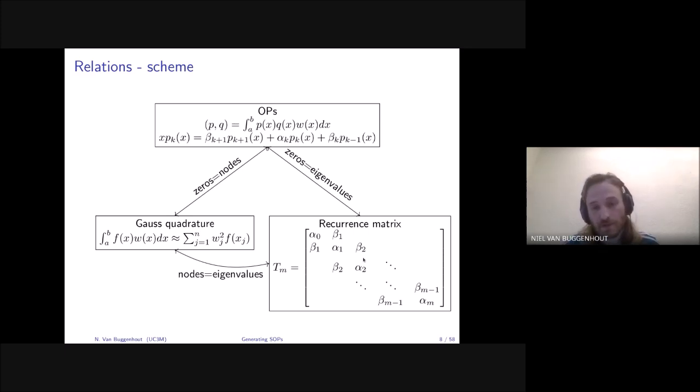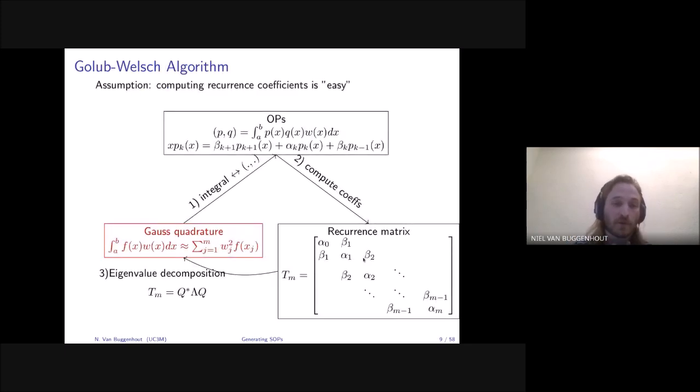And these are important connections. And there has been, for example, a rather famous algorithm. One famous algorithm for computing Gauss quadrature nodes goes as follows. This is the Golub-Welsch algorithm, introduced in 1969. I don't have the reference here, but I have it at the end. Here we assume, on top, that computing recurrence coefficients is easy, so efficient in some sense. And what the Golub-Welsch algorithm wants to do is compute the Gauss quadrature rule for some given integral as we have had before.